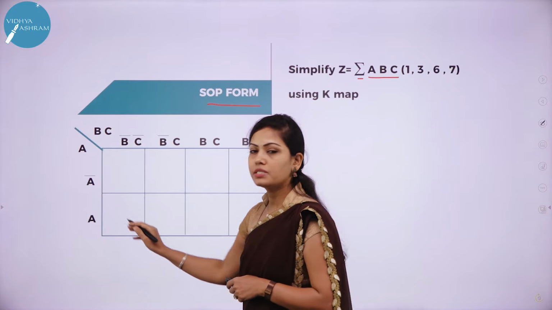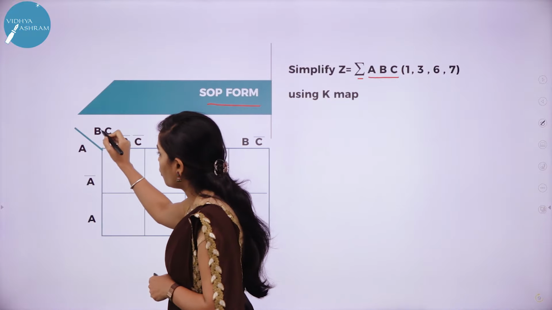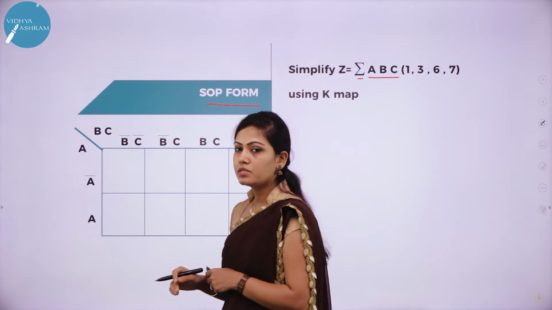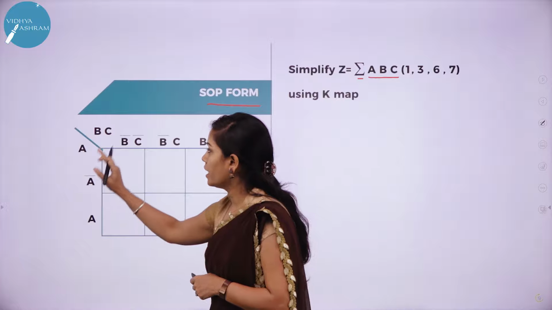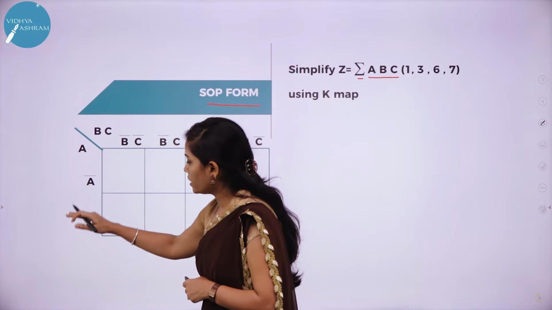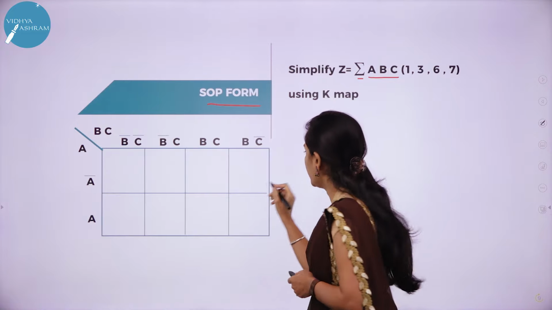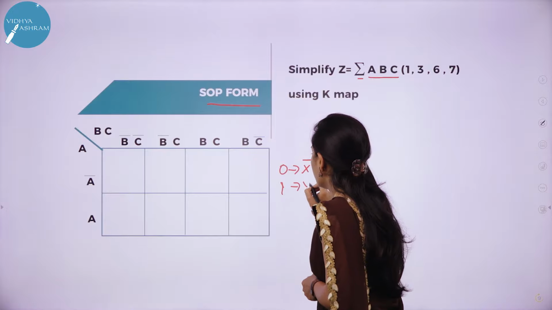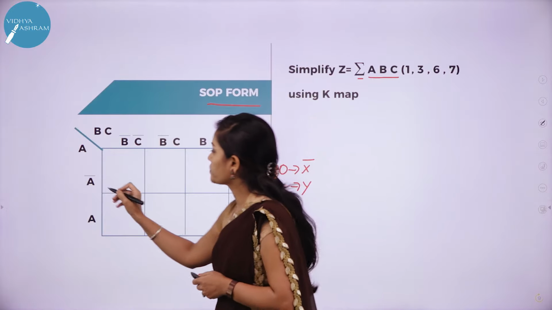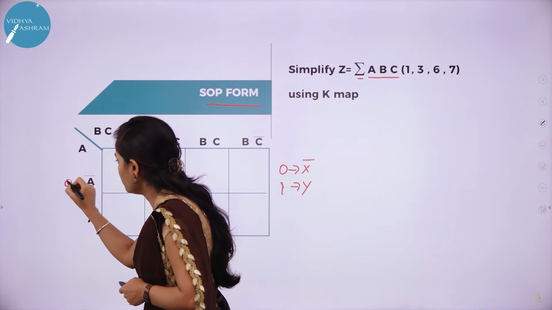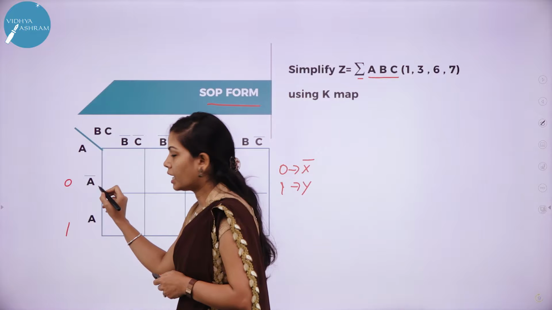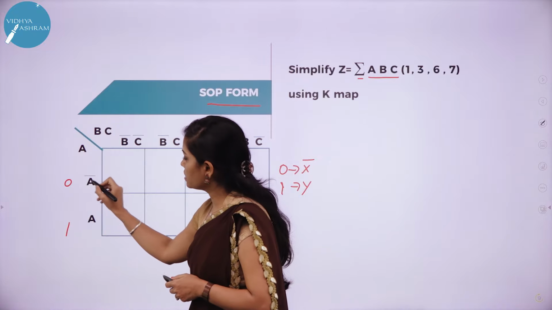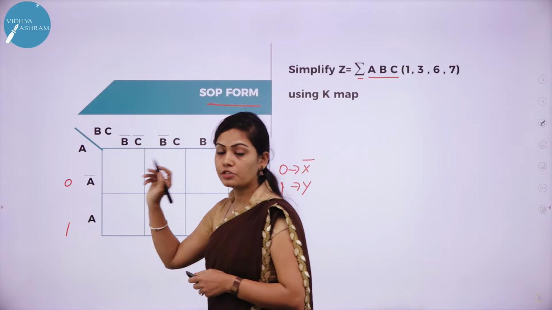And first you have to construct this table. Here we have only A and B, C. Three variables we are using here. So I will write A on the row side and BC on the column side. A bar, A. In SOP form, as I have already explained, if your variable value is 0 then it is complemented, otherwise it is in normal form. So first I will consider 0 and 1. So 0 means it is A bar, 1 means it is A. This is for the SOP method.